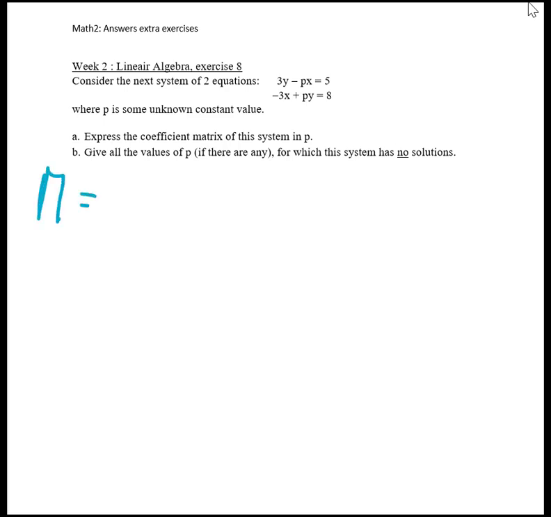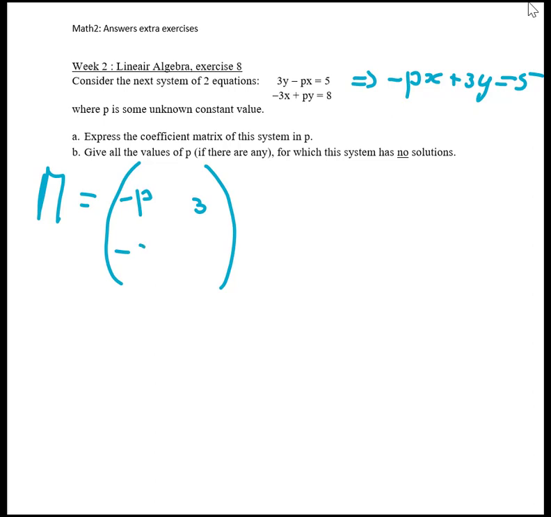So the coefficient matrix, let's call it M, would be the values in front of the x and the y. And then mind that the first one is in the wrong shape. So we should first change this one into minus px plus 3y equals 5. So minus p, 3 and minus 3, p. So the coefficient matrix of the system is minus p, 3, minus 3, p.